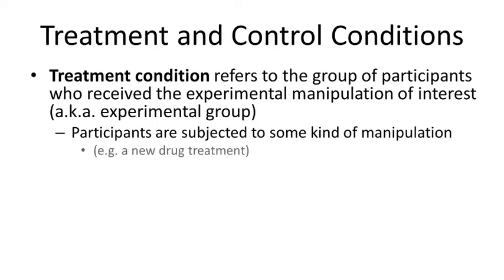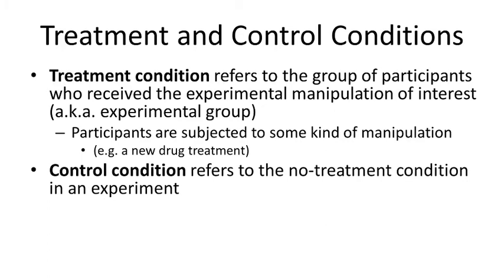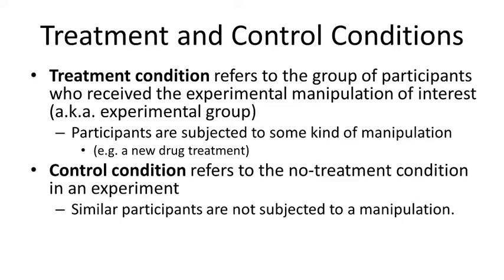And then the other group is the control condition. So this control group refers to just a group of people that you also study, but you do not manipulate. The whole point of having a control condition is to have something to compare your treatment group to. You want to make sure that the control condition is as similar to the treatment condition as possible. The only difference is they don't get that manipulation you're interested in.